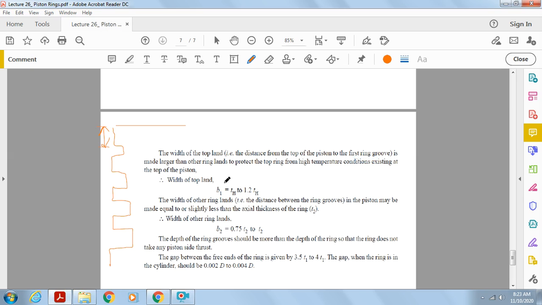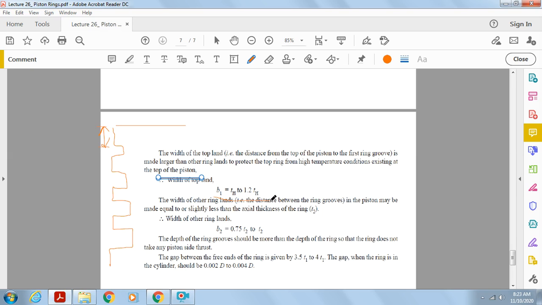So that is the thing, from high temperature conditions existing at the top of the piston. So the width of this top land should be made larger. Therefore the width of the top land is denoted by B1. Once again, refer to that diagram. In that diagram, B1 is clearly marked in the trunk type piston diagram.